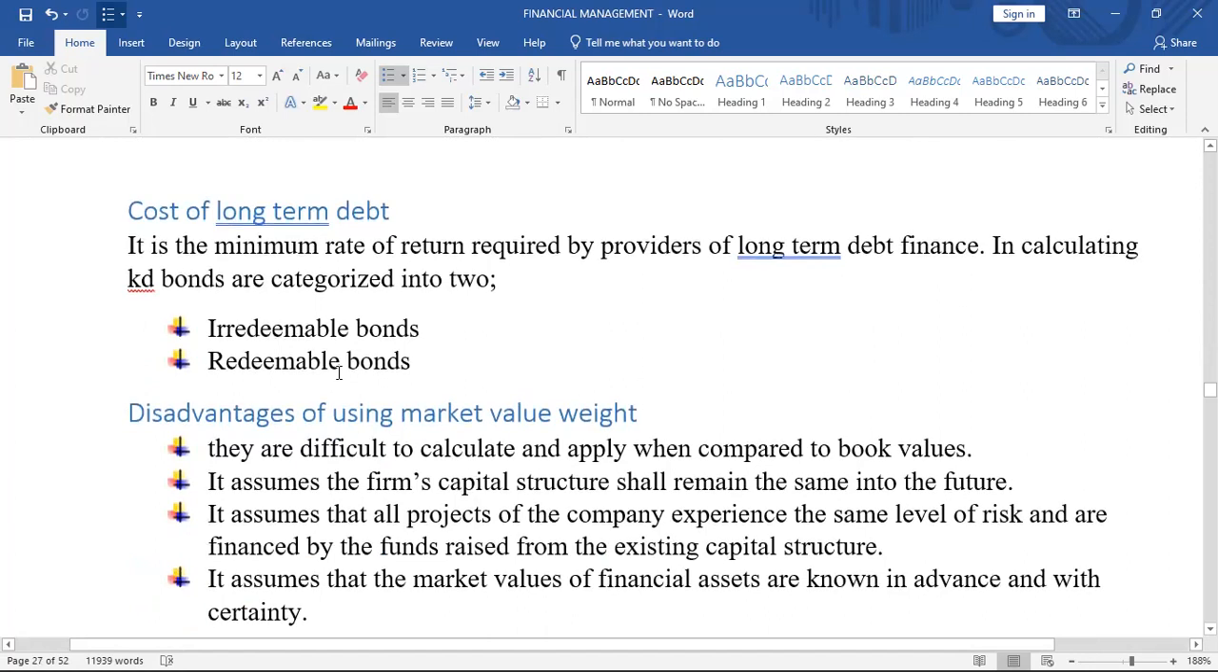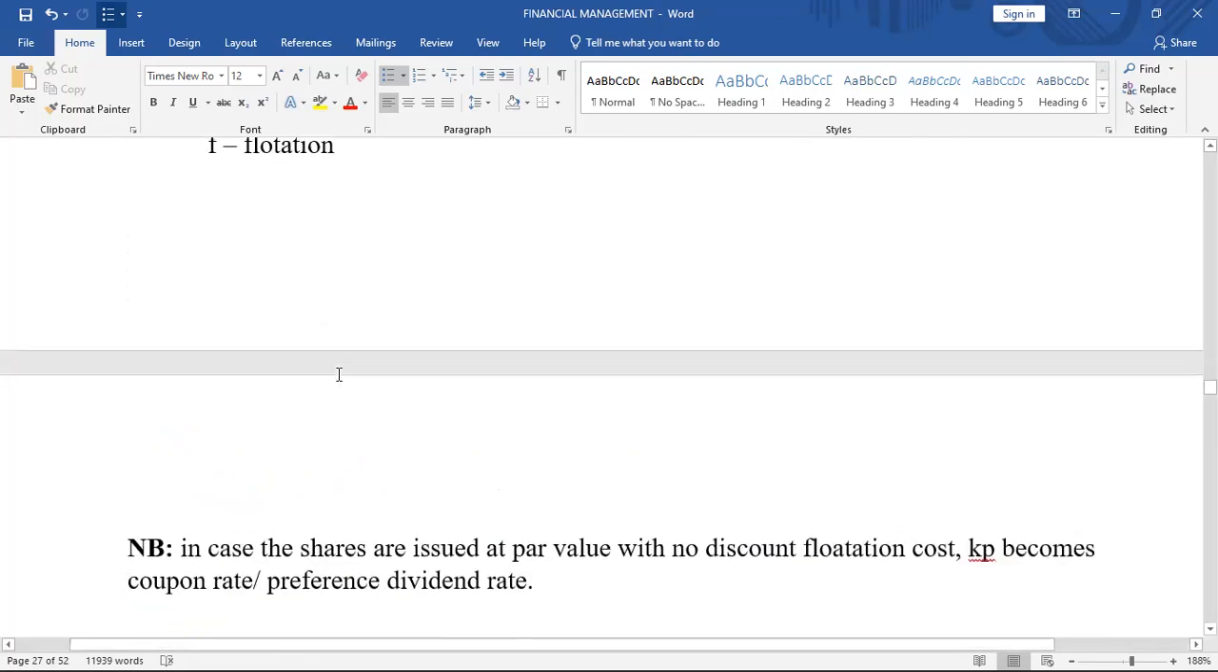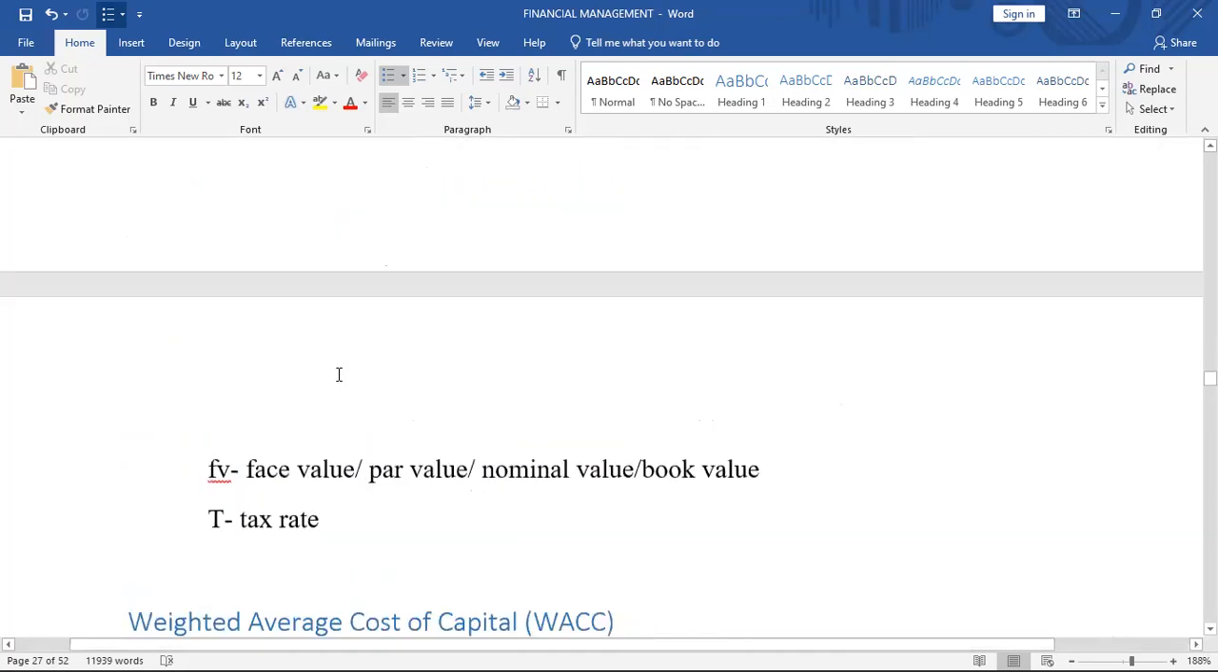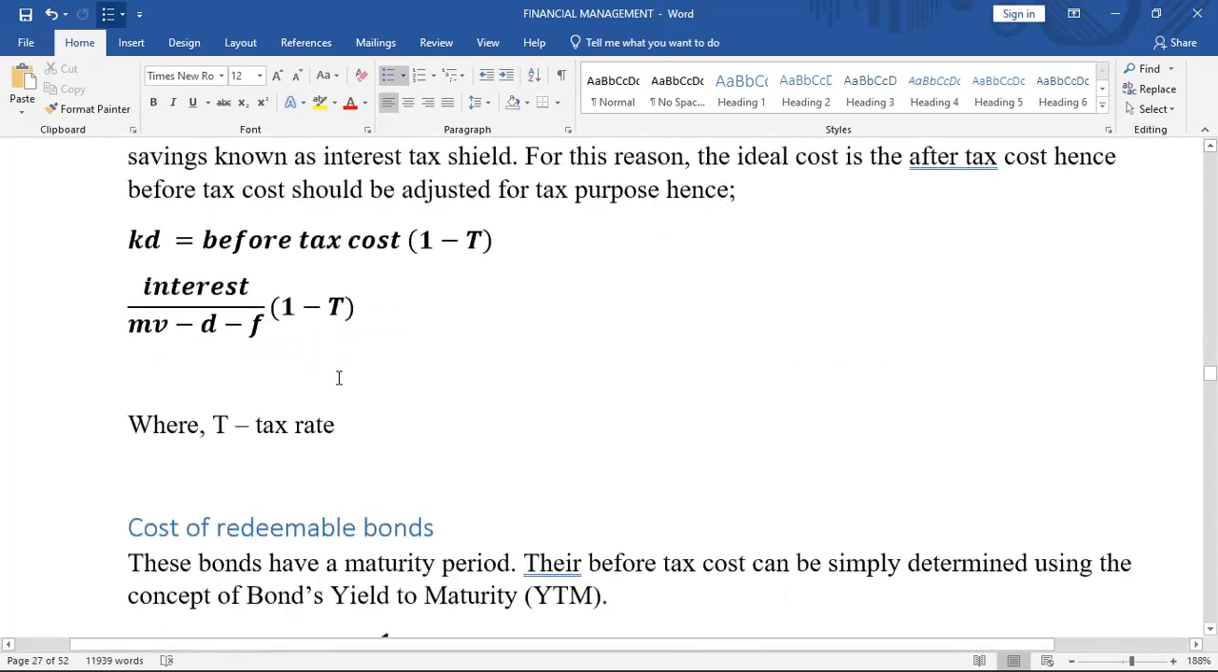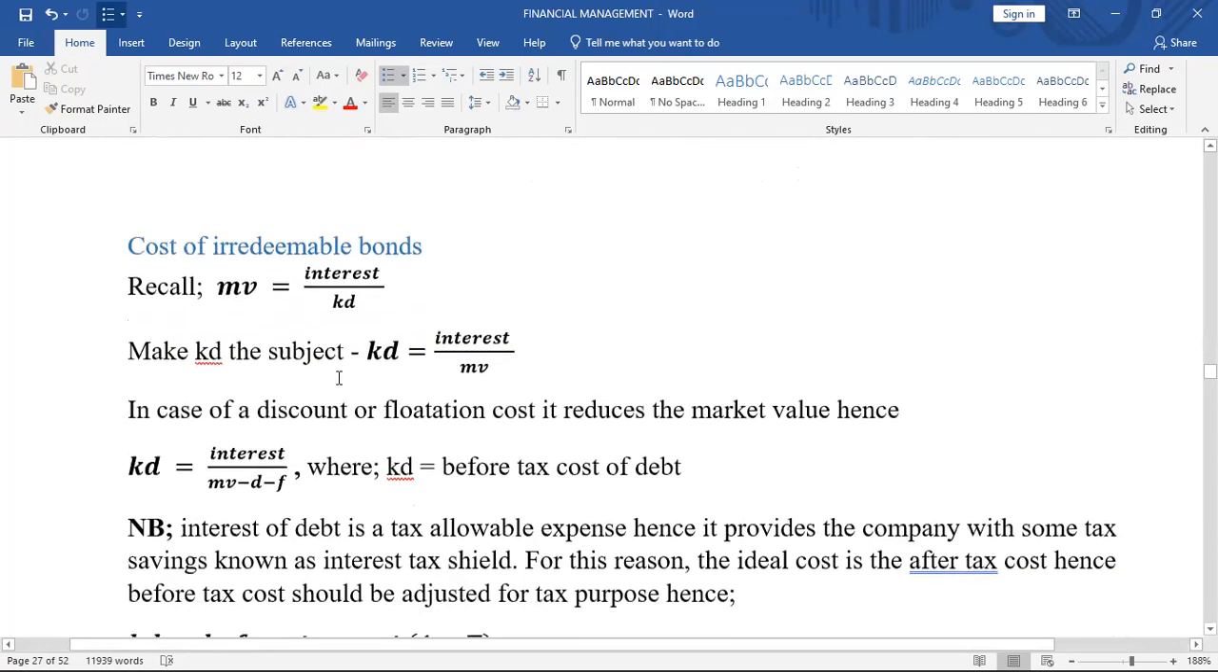Now let's go to the third component cost, which is the cost of long-term debt. It is the minimum rate of return required by the providers of long-term debt finance. In calculating the cost of debt, bonds are categorized into two. One, we talk about irredeemable bonds, and then we have redeemable bonds. Let me just go back here and look at the analysis of the cost of irredeemable bonds.